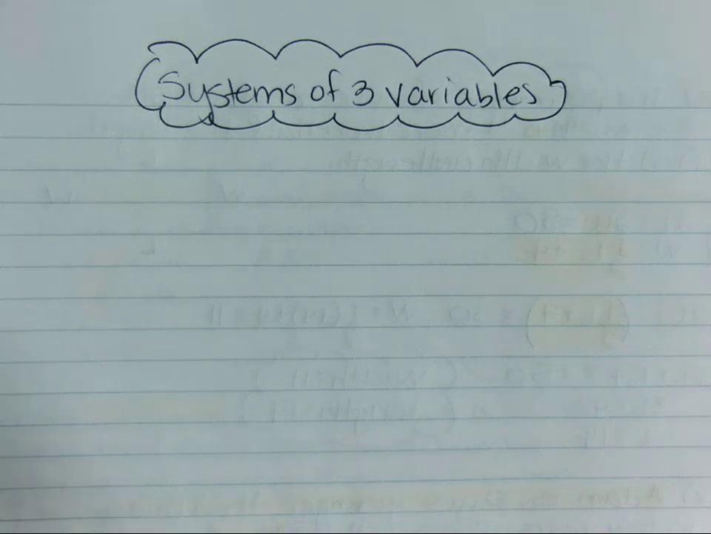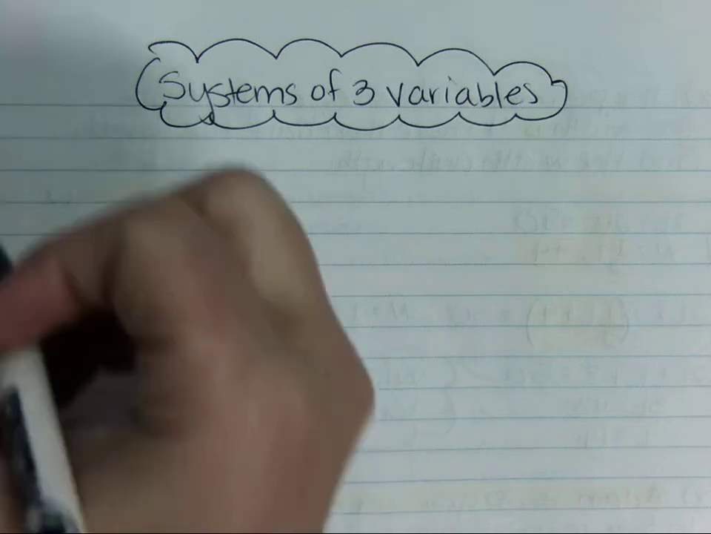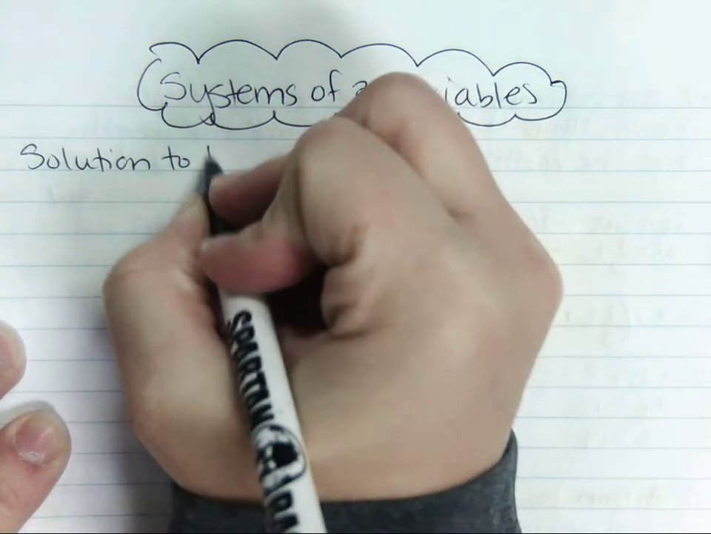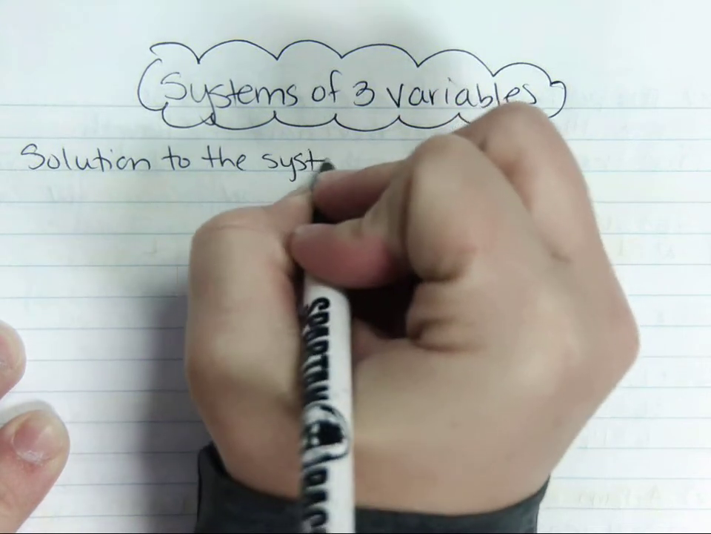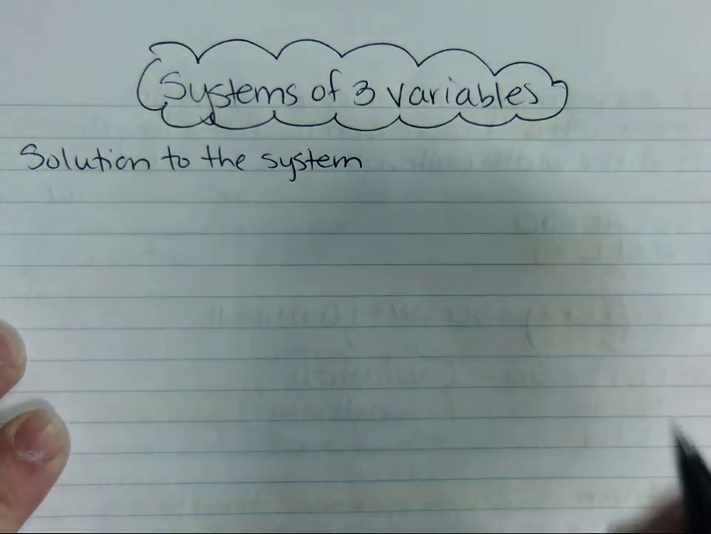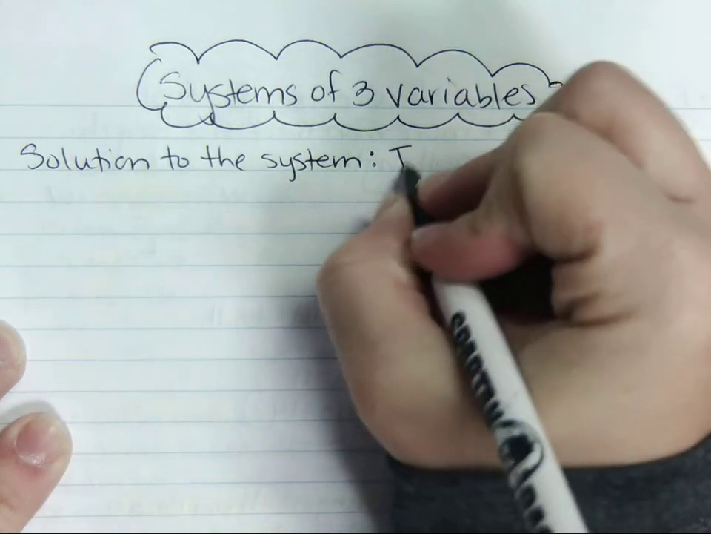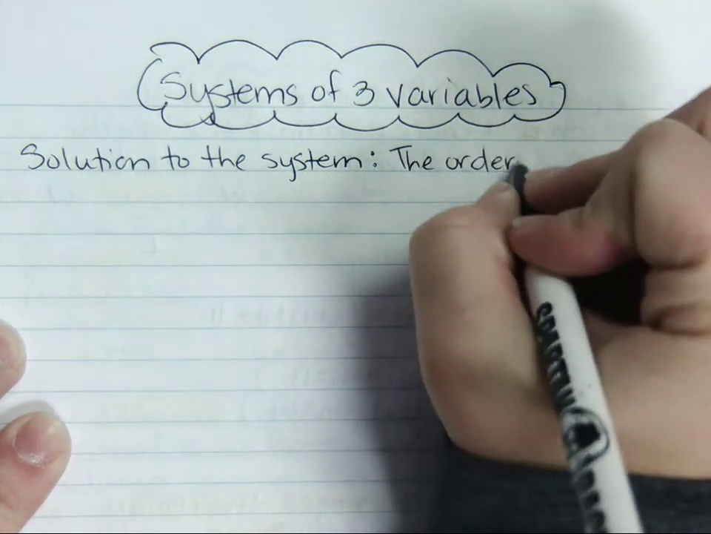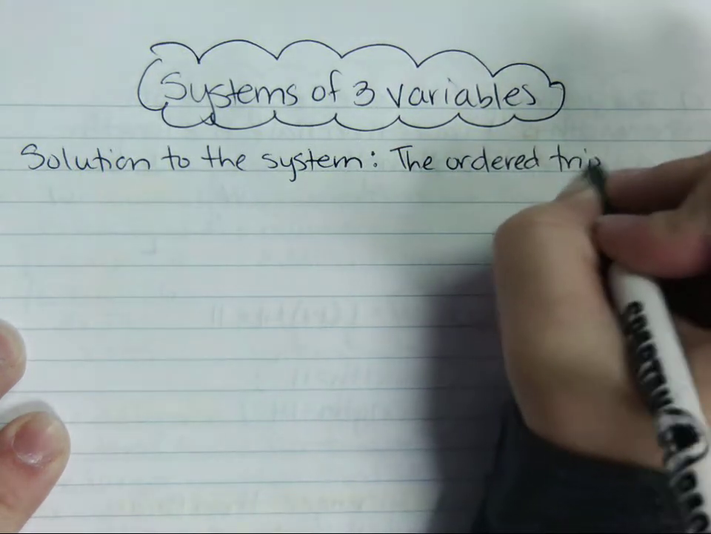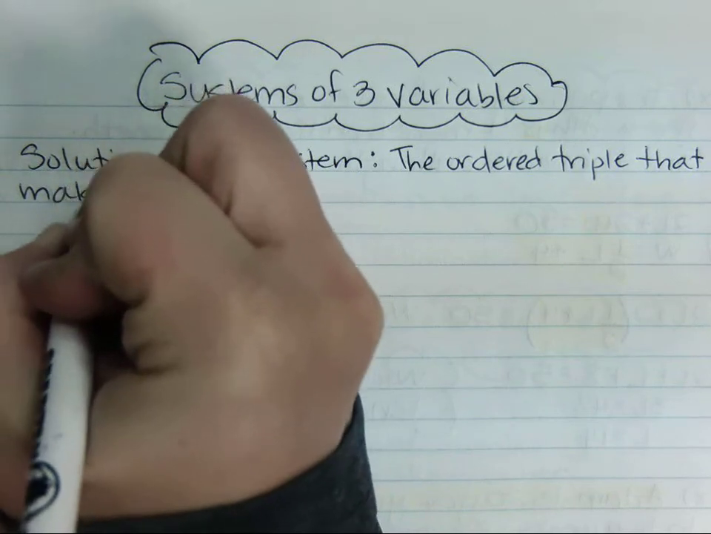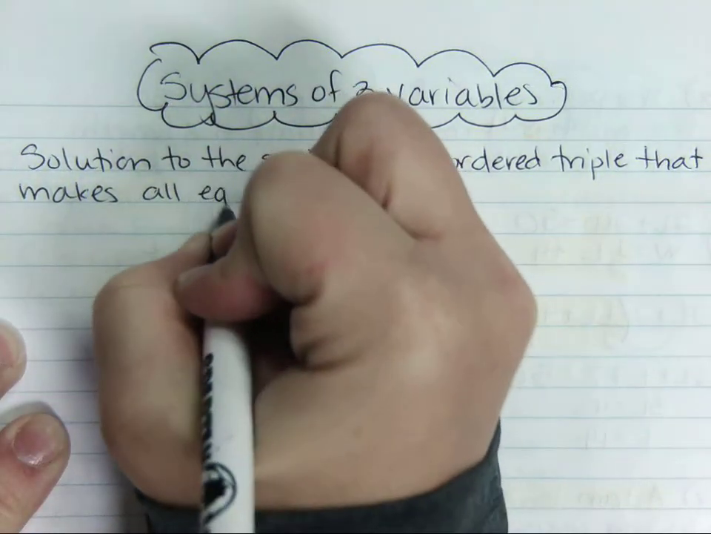Today let's explore what a system of 3 variables and 3 equations will look like. First, the solution to the system is going to be the ordered triple that makes all equations true. So again, the ordered triple that makes all equations true.